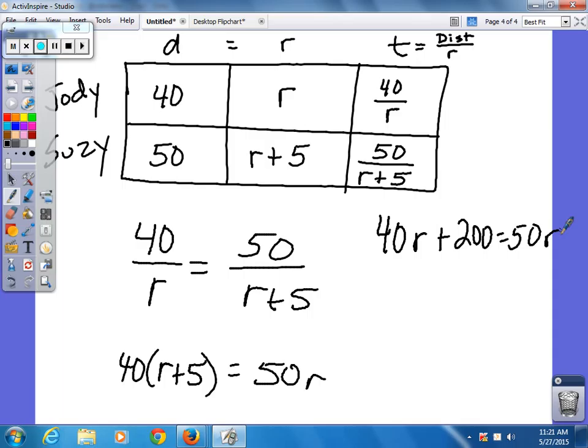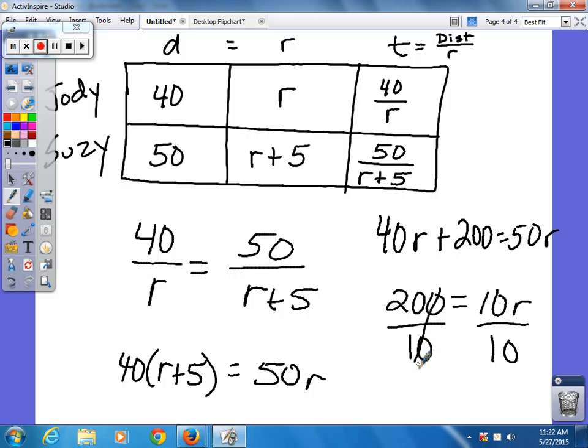Which one am I going to move, the 50r or the 40r? 40r, to keep the variable positive. So move the 40r over. So 200 is equal to... oh my gosh, I don't know if we can do this or not. Let's see, you might need to get your calculators out.